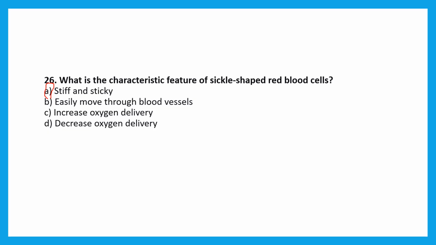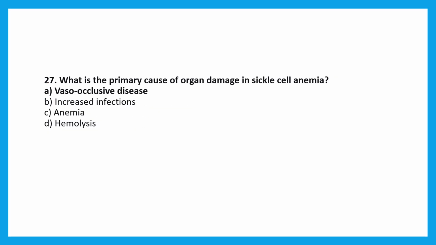That's question number 26. Then 27, what is the primary cause of organ damage in sickle cell anemia? All right, you can see here we actually marked vaso-occlusive disease as the best answer. So yeah, the vaso-occlusion is actually the problem, the primary cause of organ damage in sickle cell anemia. So question number 27, we have vaso-occlusive disease as the best answer.